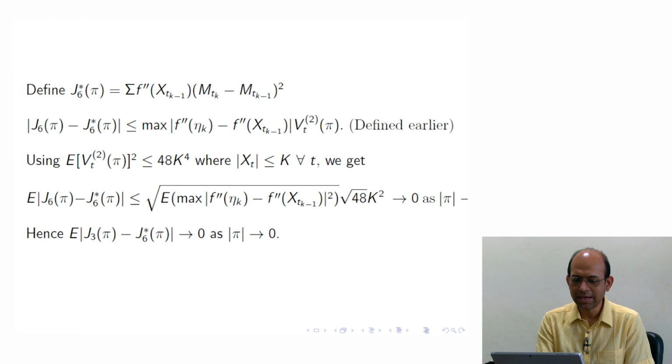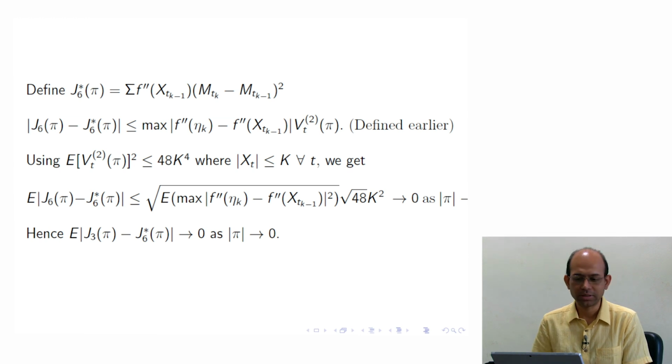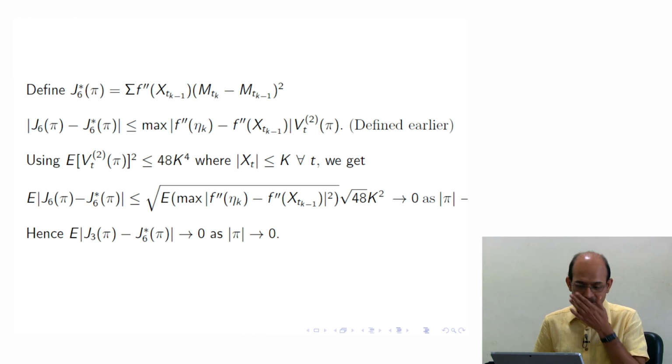Okay, so the maximum of that, if that maximum difference I take out of the summation, I would get one upper bound, and then the remaining term, the square of this, is nothing but the quadratic variation V2t pi. Okay, and we have seen already a result earlier that if we have this V2 pi, that converges to the quadratic variation of M, correct? So this is defined earlier.